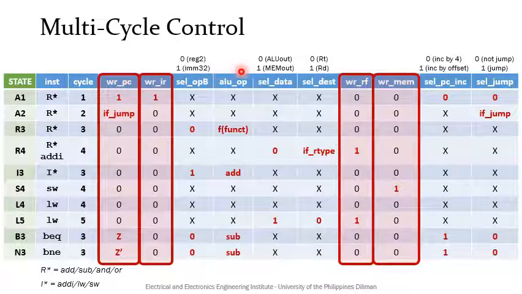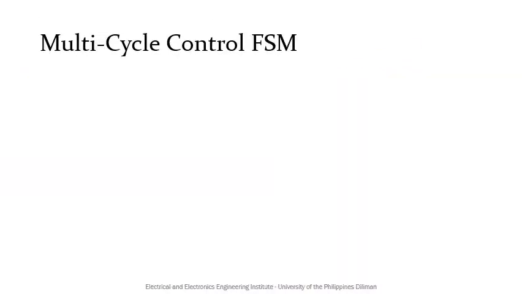for multiplexers and the ALU can be don't cares whenever they are not important or are not used. Now that we know the control signals for each instruction, for each cycle, or for each state, the next question is, how do we generate these signals?